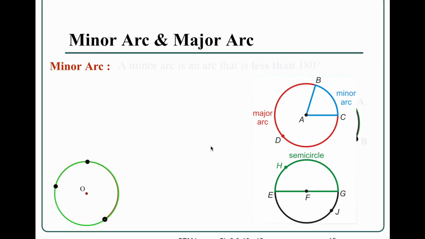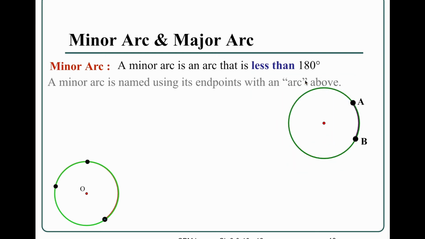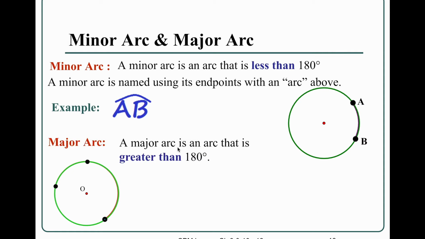We have some definitions. Minor arc. A minor arc is an arc that is less than 180 degrees. A minor arc is named using its endpoints with an arc above. This is the notation or symbol in geometry for a minor arc, AB. A major arc is an arc that is greater than 180 degrees.